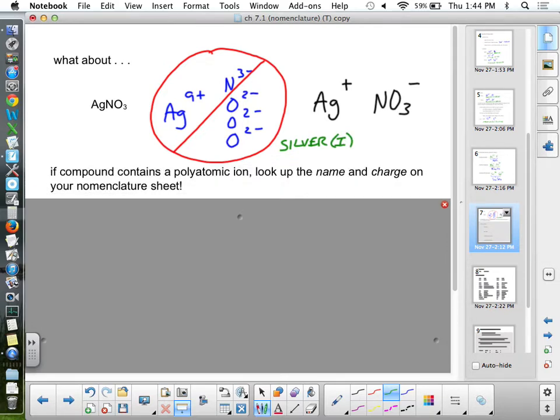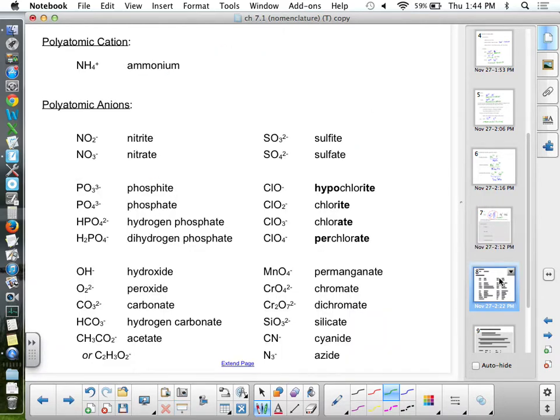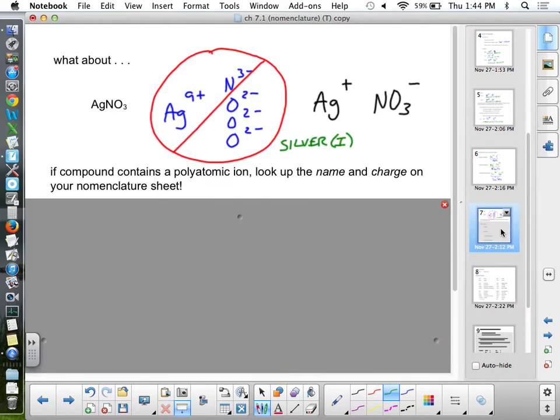Well, you're going to look that up on your nomenclature sheet, one of the yellow sheets of paper I gave you at the beginning of the unit. This is what your nomenclature sheet looks like. It's got the names and formulas of a bunch of different polyatomic anions and cations. And if we look around, we'll see, oh, there it is. NO3- is called the nitrate anion. So I'll call this silver 1 nitrate.